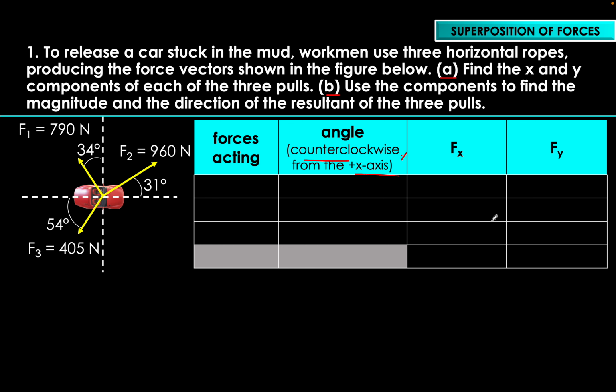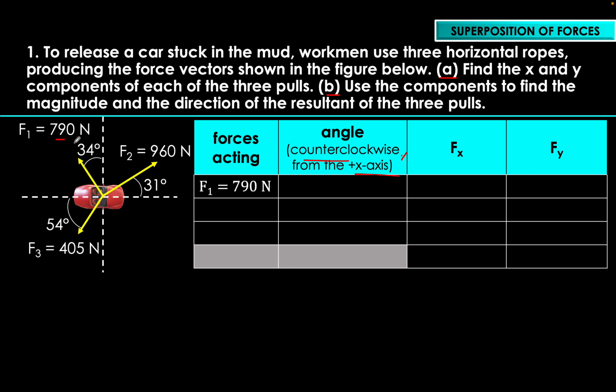For the third column, you're going to list all the x components of the 3 forces acting, or whatever number of forces you have. And the last column, F sub y, will be the column where you list all the y or vertical components of the different force vectors acting. So first, let's do the first column.